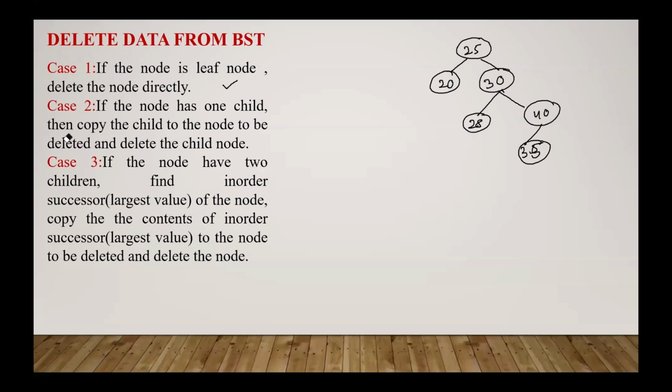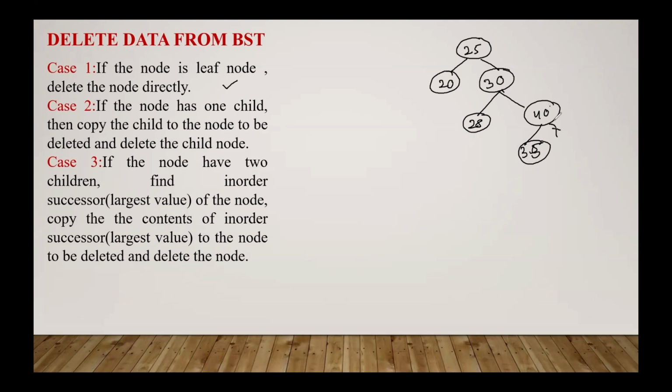Case 2. If the node has a single child, so here what happened? 25 has a single child, 28 has a single child, 25 and 40 have a single side. So if we have to delete 25 or 40, then what happens? We have to copy the child value to the deleted node. For example, which value do I want to delete?